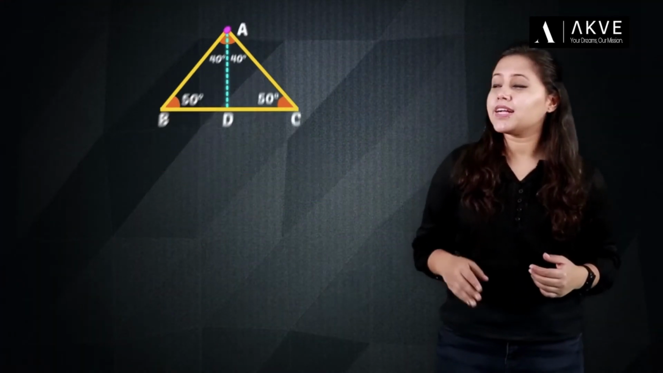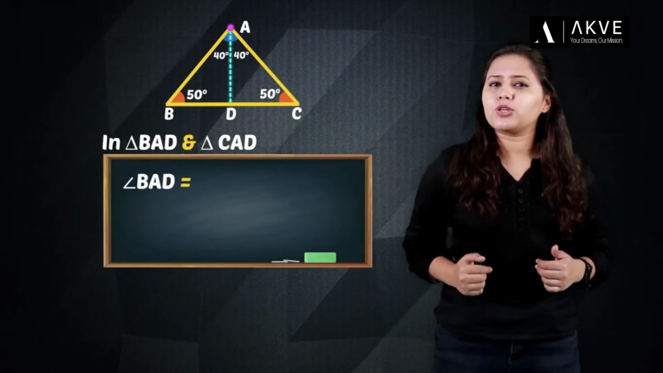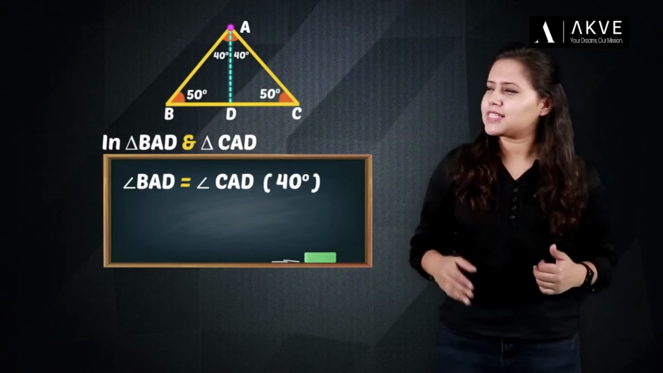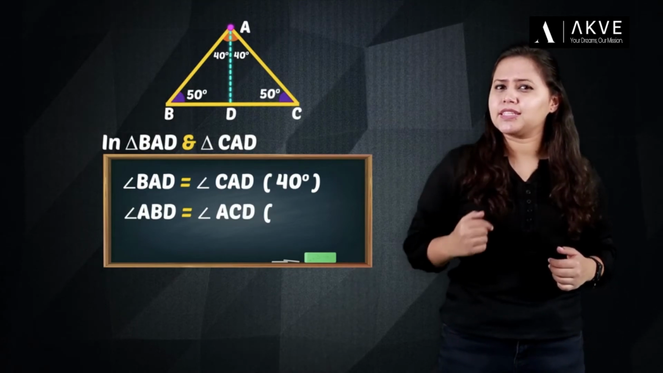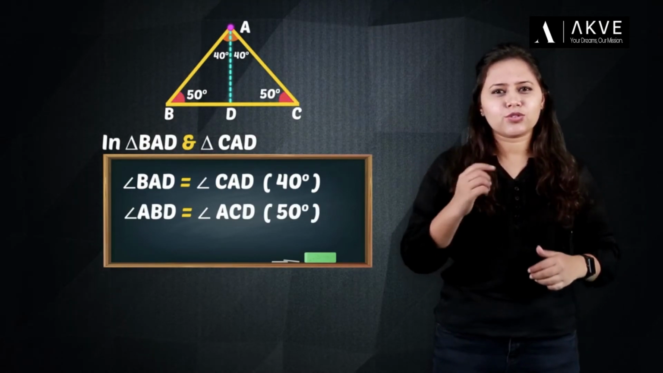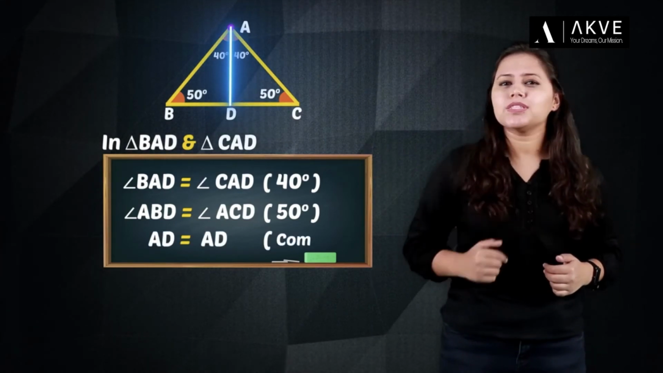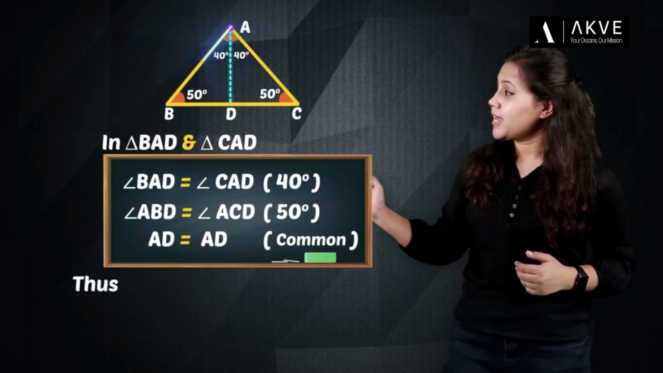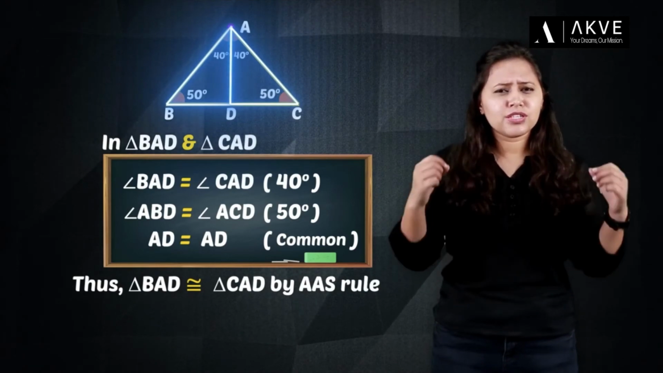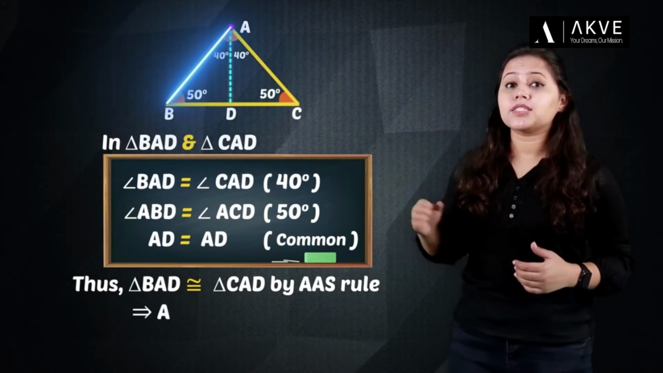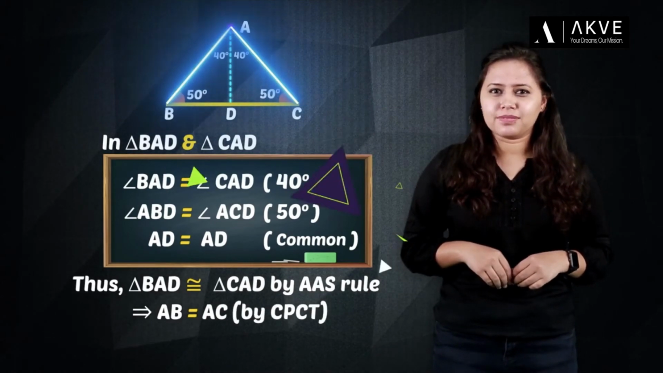Let's look at the triangles BAD and CAD. Here, angle BAD is equal to angle CAD because AD is the angle bisector. Angle ABD is equal to angle ACD because that's how we constructed the triangle. And AD is equal to AD because it's the common side. Thus, triangle BAD is congruent to triangle CAD by AAS rule. So, we can conclude that AB is equal to AC because they are the corresponding parts of congruent triangles.